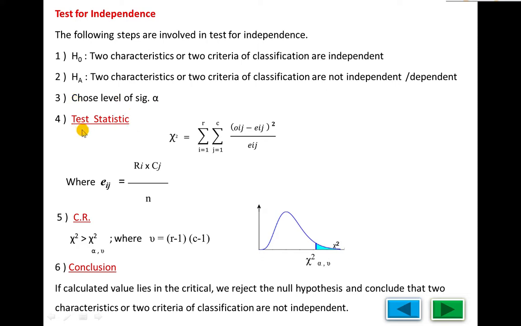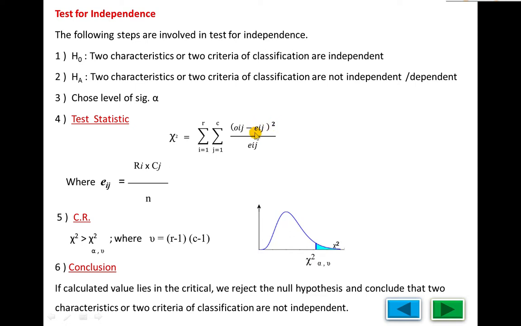Fourth step, the test statistic. This is the formula of the chi-square test. We have used another formula in testing of hypothesis for standard deviation and variance, and this formula is used for the test for independence. In this we require the expected frequency. The observed frequency is the given value of the cell frequency, O11, O12, and so on, and these are the corresponding expected frequencies.